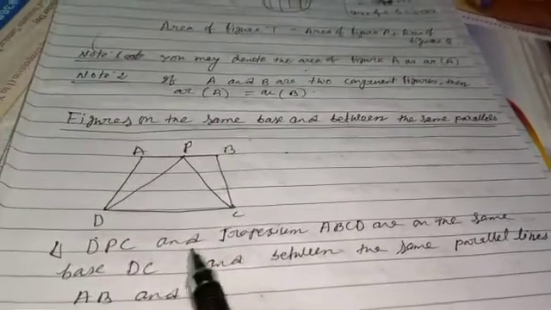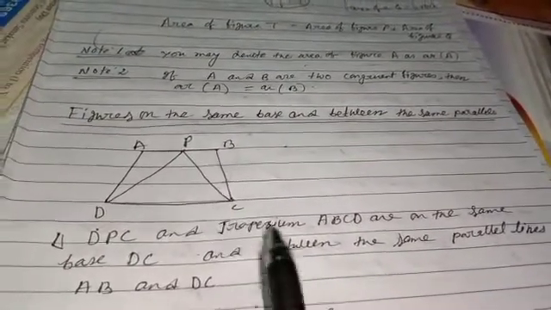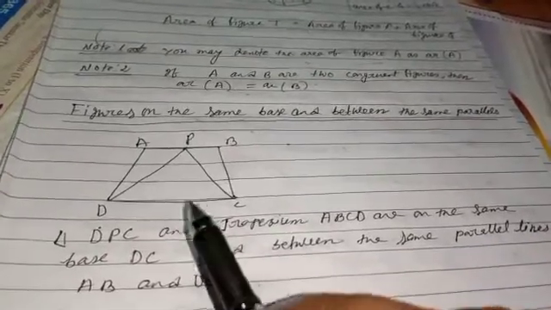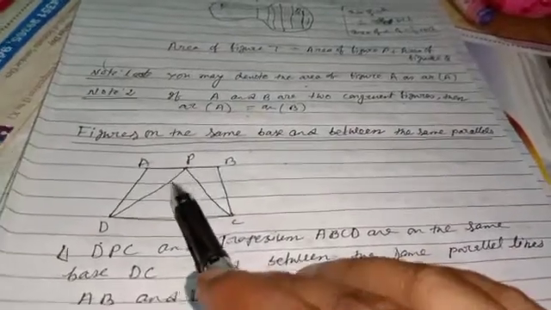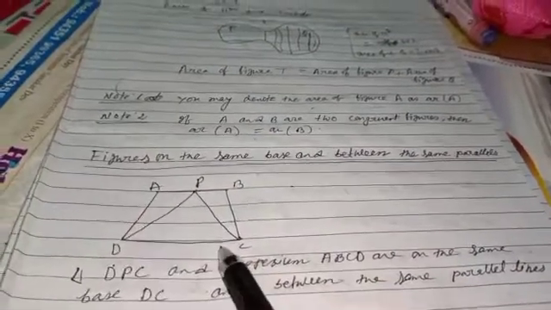It means triangle DPC and trapezium ABCD are on the same base DC, and between the same parallel lines AB and DC. I hope all of you understood now. You can now easily recognize this one, same base, and between the same parallels.